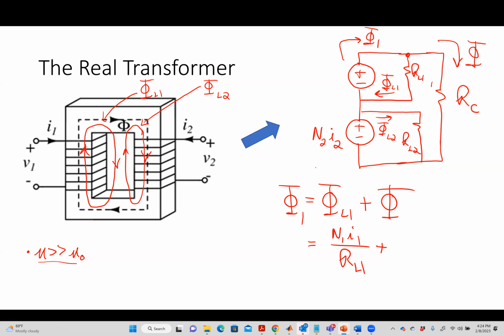I can do a KCL around the outer loop, can I? Or KVL around the outer loop, right? If I do a KVL around the outer loop, it'll tell me what phi is. So how do I do KVL around the outer loop? What would that be? Around the outer loop, basically meaning going through the 2 sources, right? And the reluctance of the core. So what would that be? What over what? N1I1 plus N2I2 over RC. N1I1 plus N2I2. I'm going to write it this way on purpose.